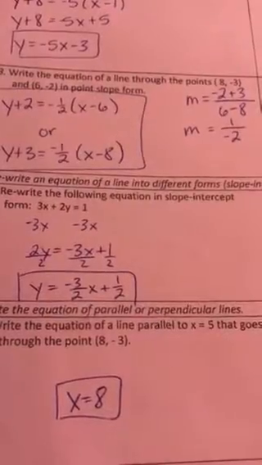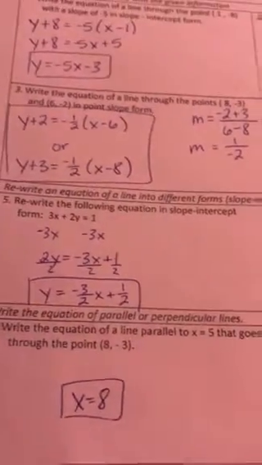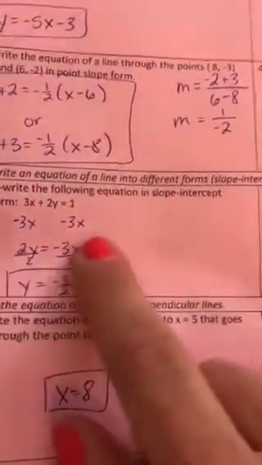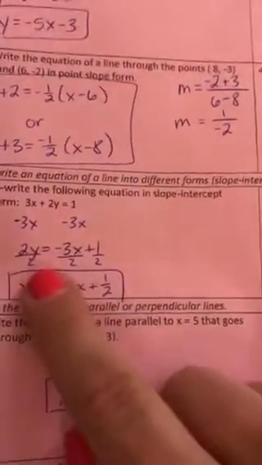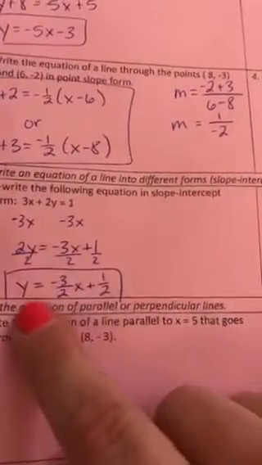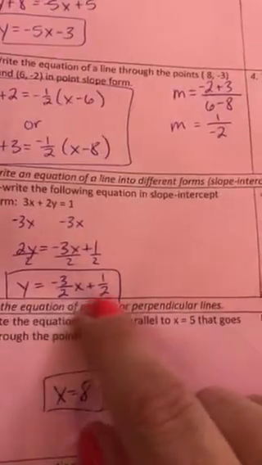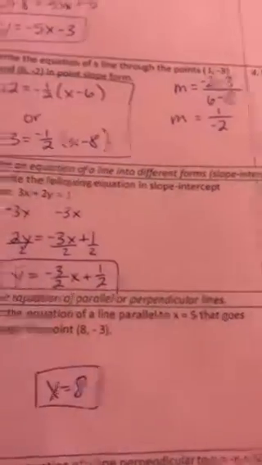Rewrite the following equation in slope-intercept form. I need to get y all by itself. I subtract 3x from both sides, and then I divide everything by 2. Y equals -3/2 x plus 1/2 is what I am left with then.